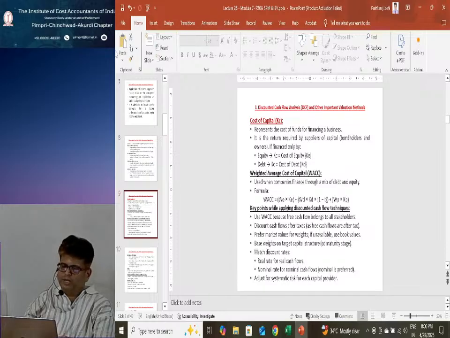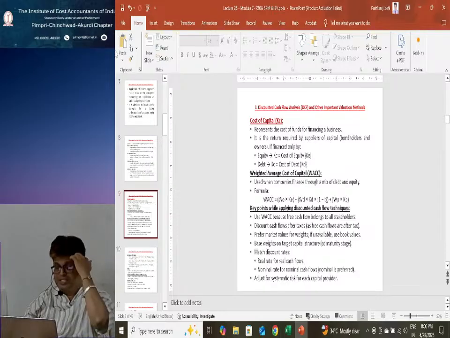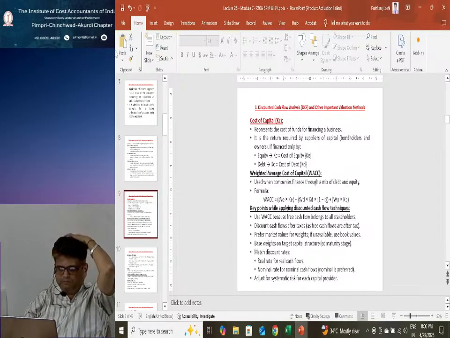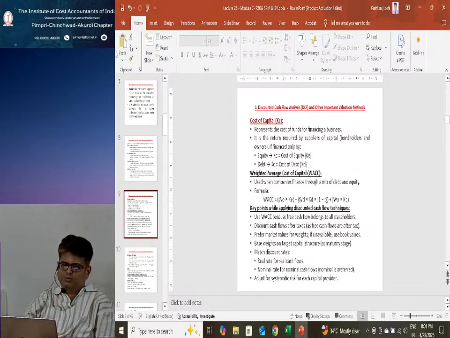If financed only by equity, then it is the cost of equity. If financed by debt, then it is the cost of debt. That is the cost of capital. We then saw the weighted average cost of capital concept, in short called WACC. WACC is used when companies finance through a mix of debt and equity, and the formula is down below.